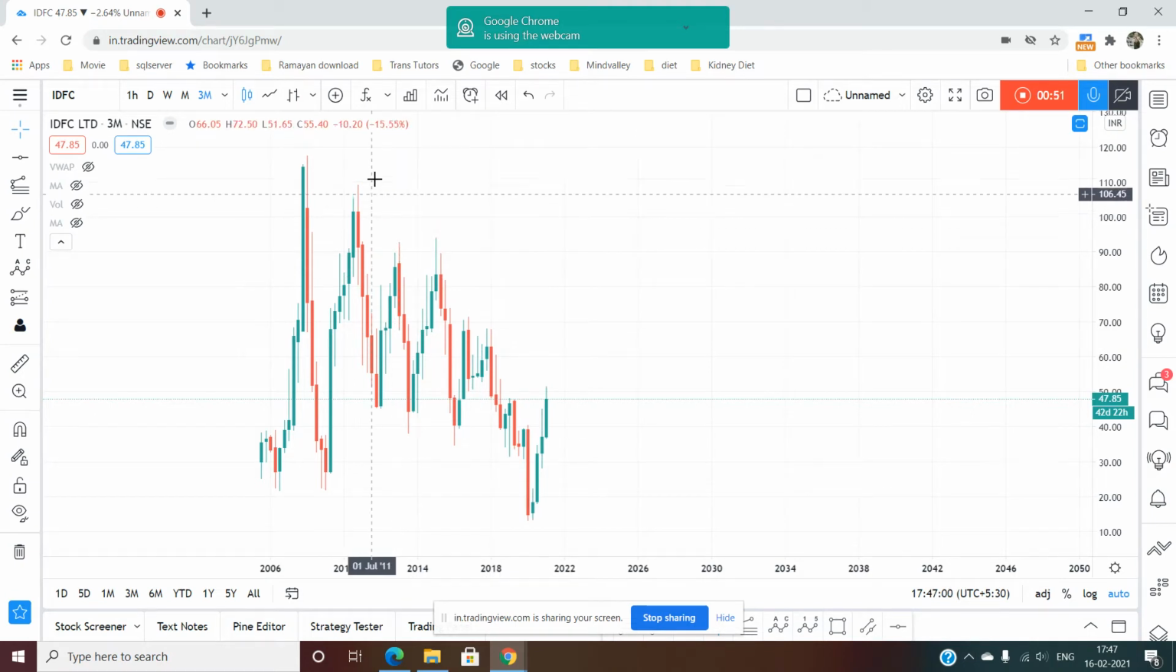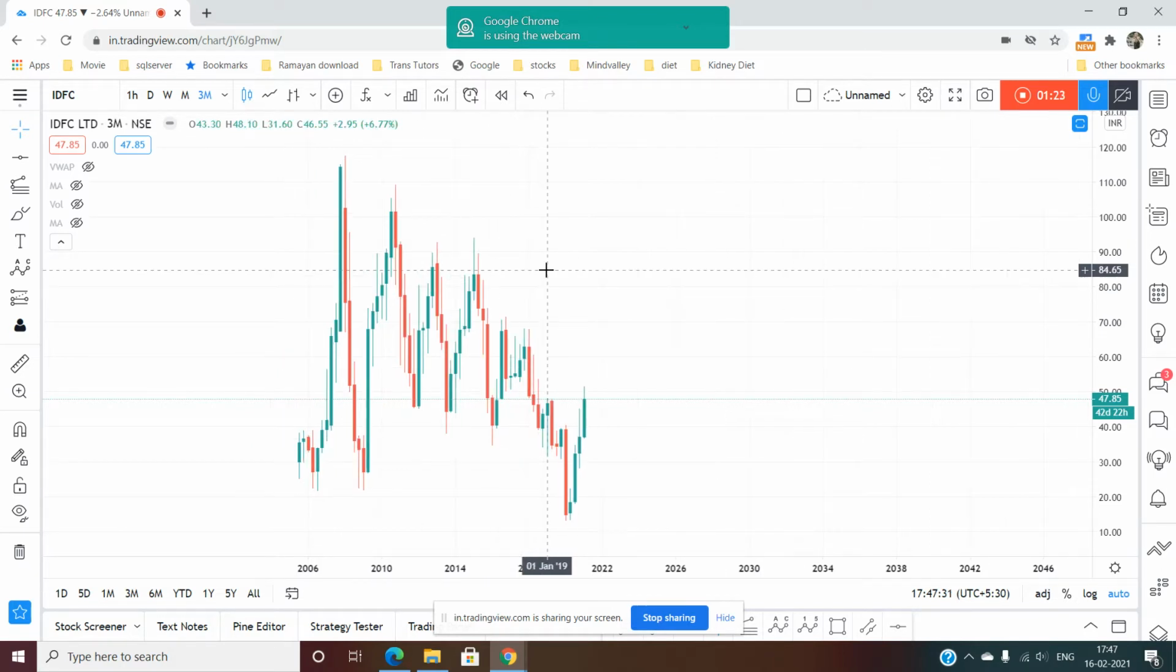So what we need to do right now: you see, it has not made a high since 2007. Okay, 2007 or 2008 was the last high, but it has not made a high since then. So that says a lot has to be improved in the structure of IDFC. It has never improved. Okay, so let's see what is happening here.